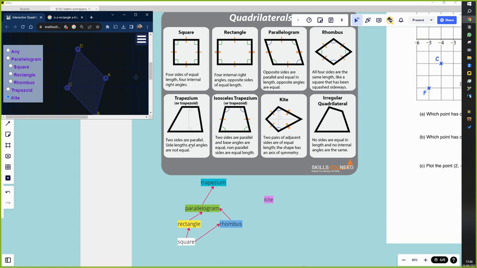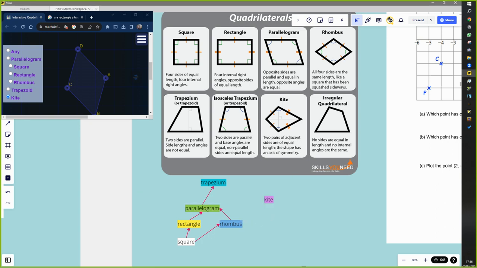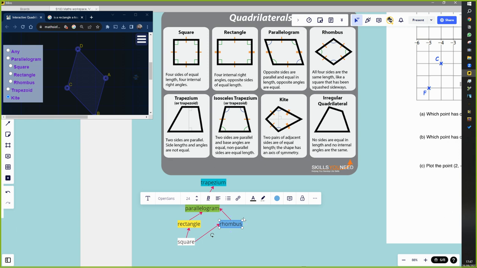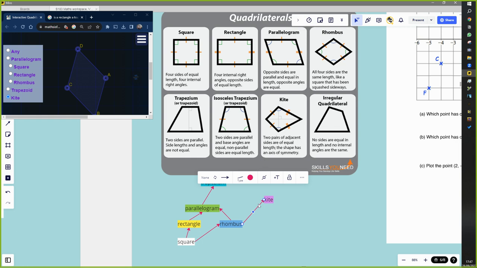A kite doesn't fit any of them, although actually a rhombus, let me just have a look at this for a moment. Okay, so looking at this, the shape has one axis of symmetry like that, and two touching sides are equal in length, and these two are equal in length. So that means a rhombus is also a kite, but a kite is not necessarily a rhombus. And we also know that a square is a rhombus, and therefore a square is also a kite. But a kite is not a trapezium.